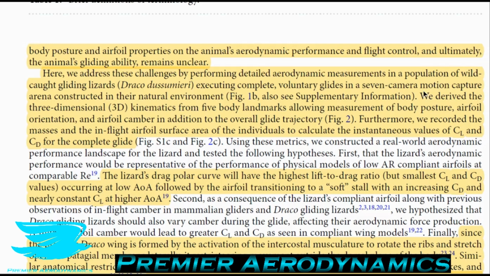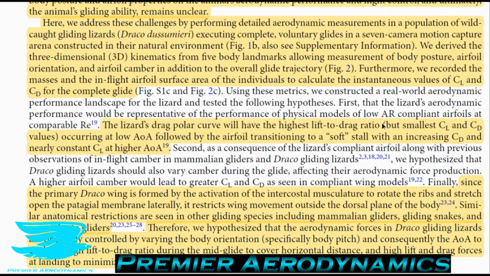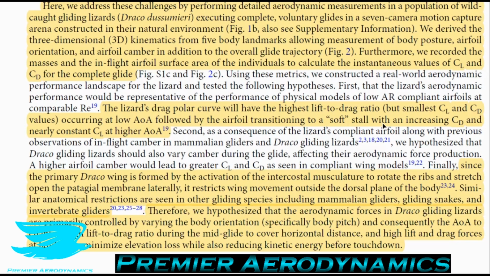So that's why this happens here. Since the primary Draco, so the lizard wing, is formed by the activation of the intercostal musculature to rotate the ribs and stretch open the patagial membrane laterally, it restricts wing movement outside the dorsal plane of the body. So let's talk about this.